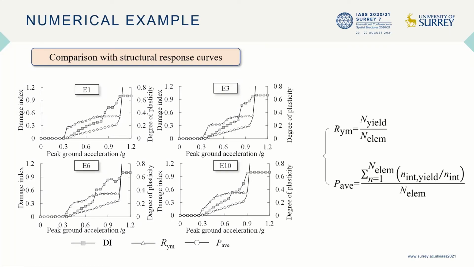Here are the comparisons between the damage development curve and the structural plastic development curve. We use these two plastic indexes defined by the right formula to evaluate the plastic development degree of the structure. As we can see, after the structure enters the plastic range, its damage index increases significantly for the first time, which indicates that the damage development in this stage is mainly caused by the plastic accumulation of members rather than the nodal residual displacement.